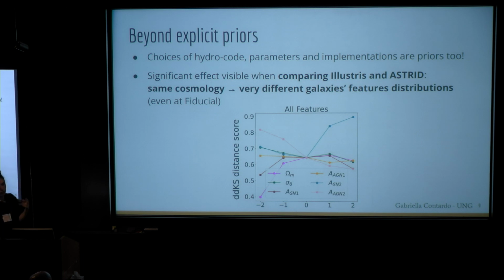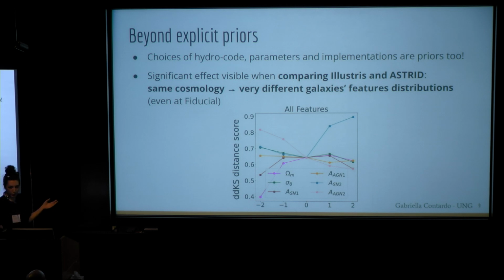So the hydrocode, the way you implement your parameters, which parameters you put in your simulation, and because Illustris and Astrid are kind of on a similar footing, it's a nice avenue to play this game of comparing. So the first thing you can do is compare the distribution of galaxies when they come from Illustris or from Astrid with the same cosmology setting, same astrophysical setting. You can see that the distributions are very different, which is not surprising.